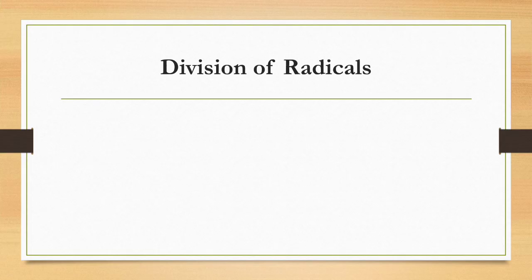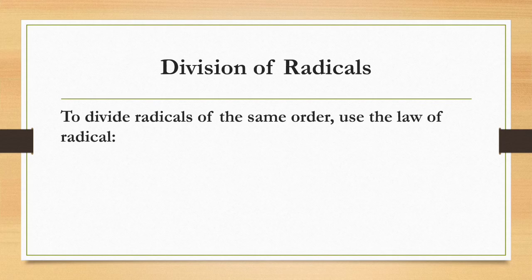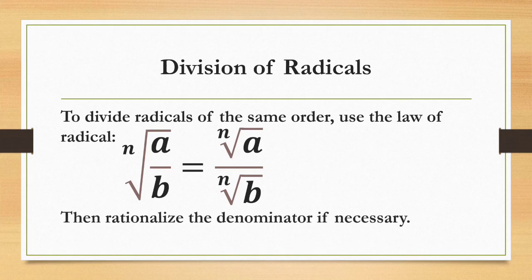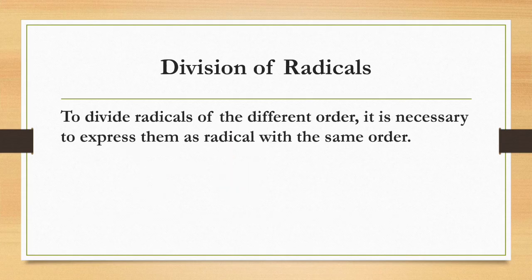And for our last operation, we have the division of radicals. To divide radicals of the same order, use the law of radicals. So we have the nth root of a over b is equal to the nth root of a over the nth root of b. Then rationalize the denominator if necessary. And to divide radicals of different orders, it is necessary to express them as radicals with the same order.